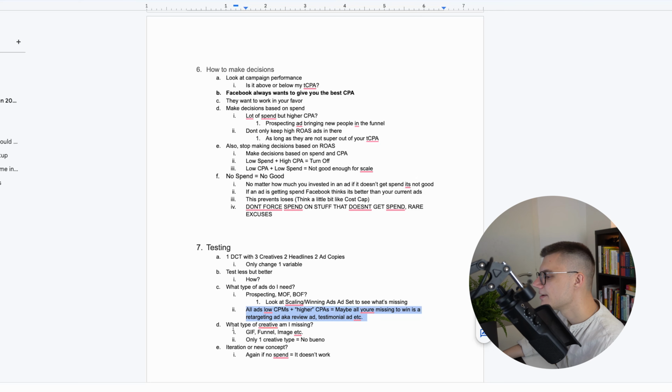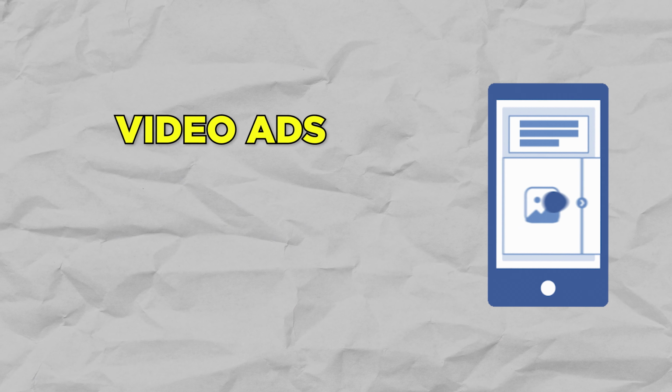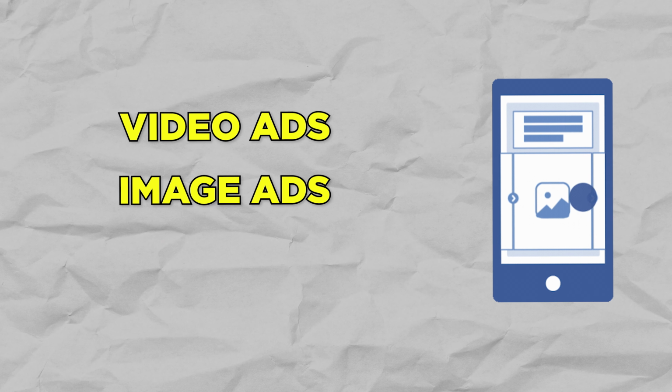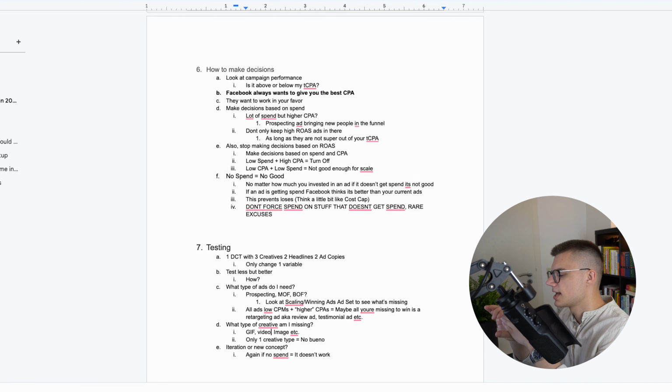Then, what type of creative am I missing? I see tons of accounts that only have video ads or image ads, and they have no media mix, right? Don't rely on one type of creative. You want to run GIF ads, video ads, image ads, maybe even a carousel. Throw that in there, test that. Only one creative type is not good enough for scaling up an ad account.